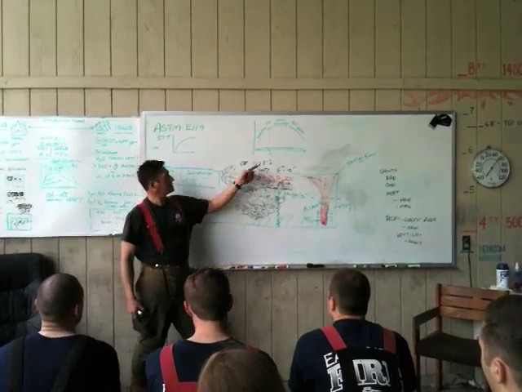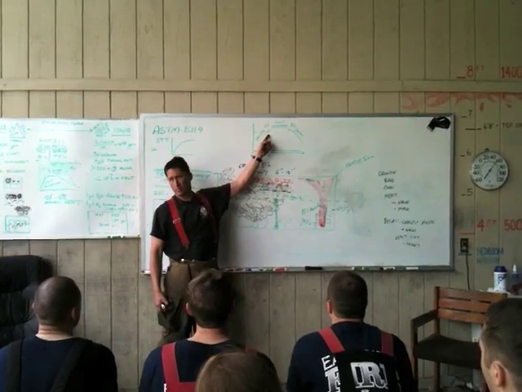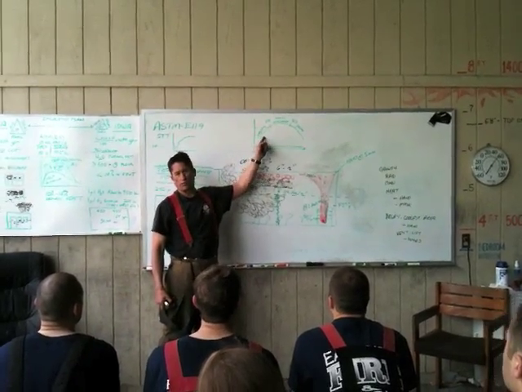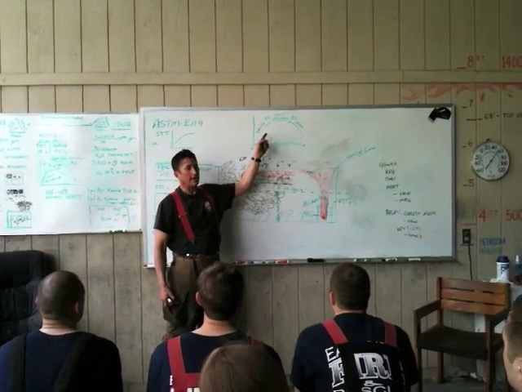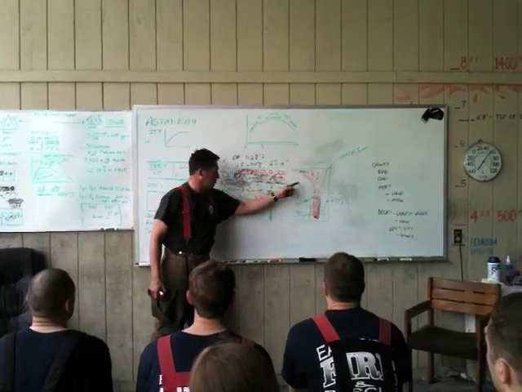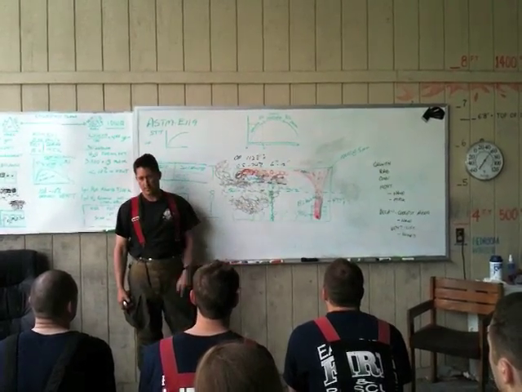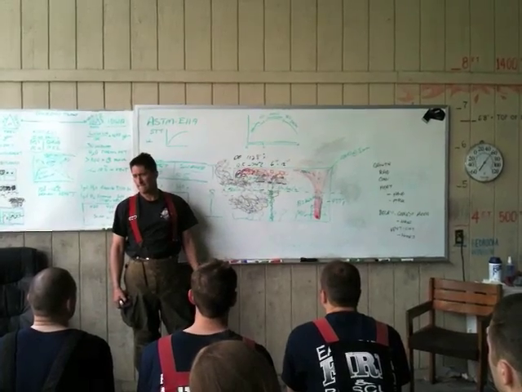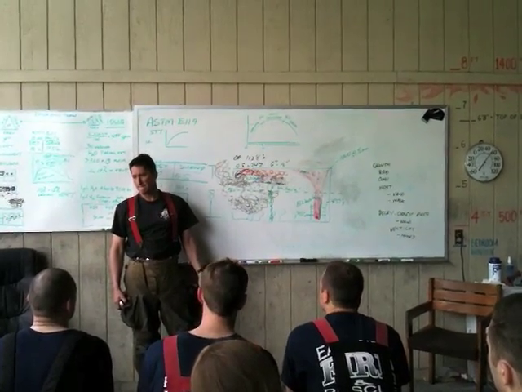This event happens here in the fire growth curve. It's the transition between growth and fully developed. The fire can go from growth to fully developed without flashing over if one of these parameters is out of whack. It'll just go to fully developed. Okay?